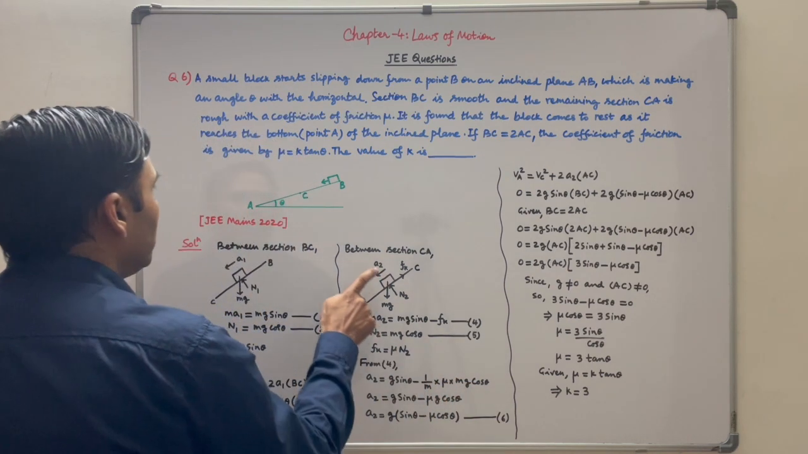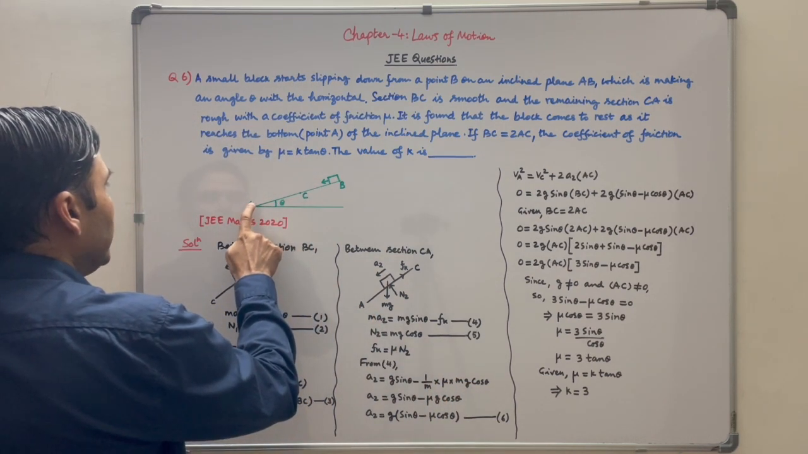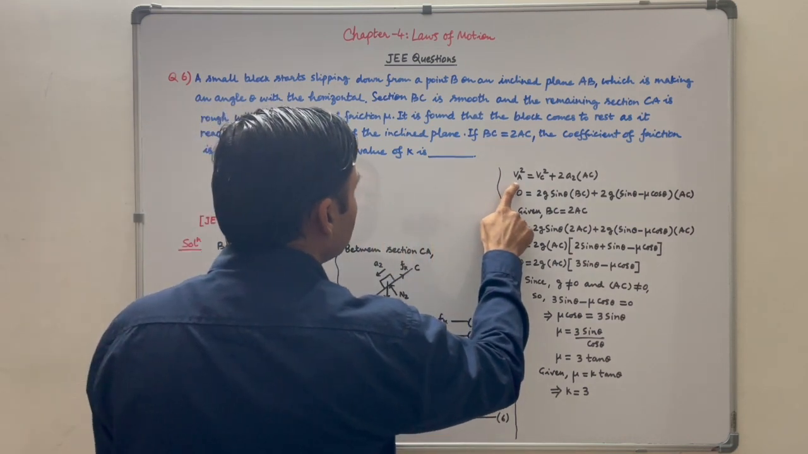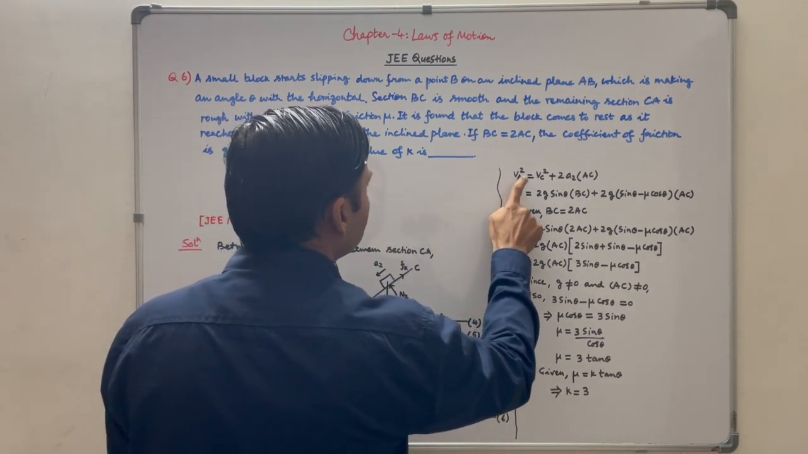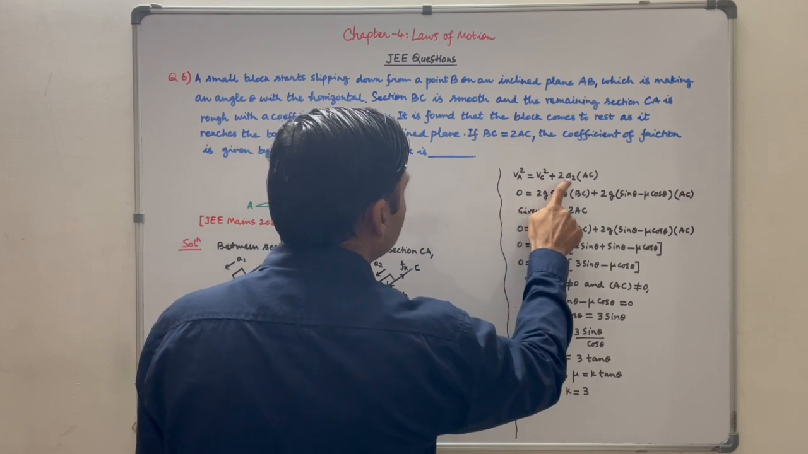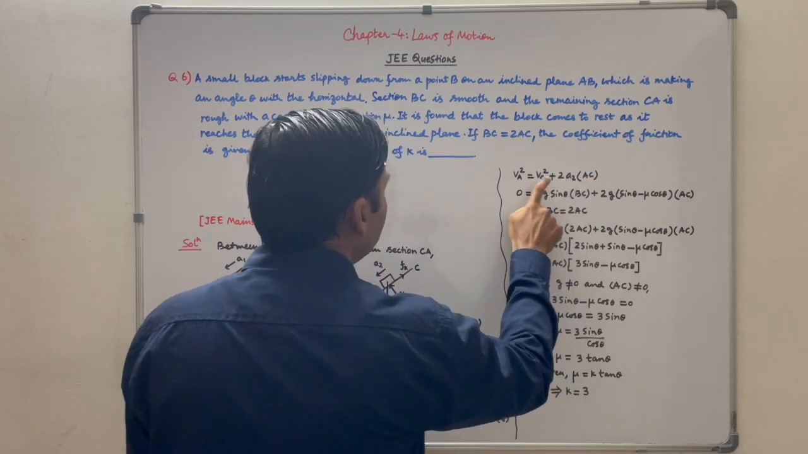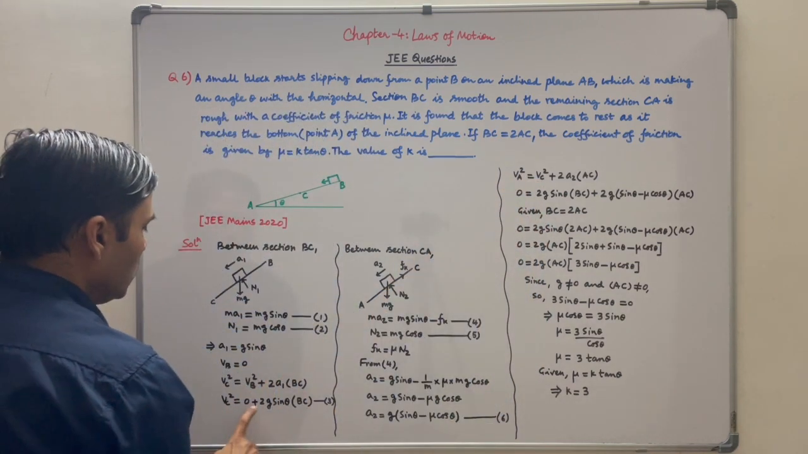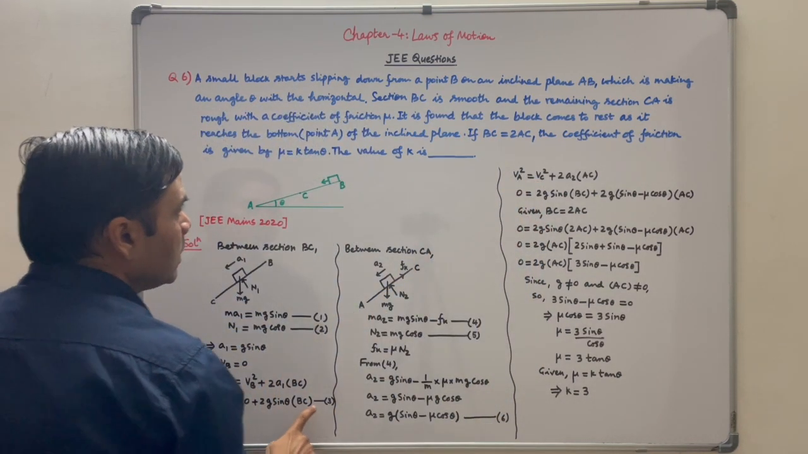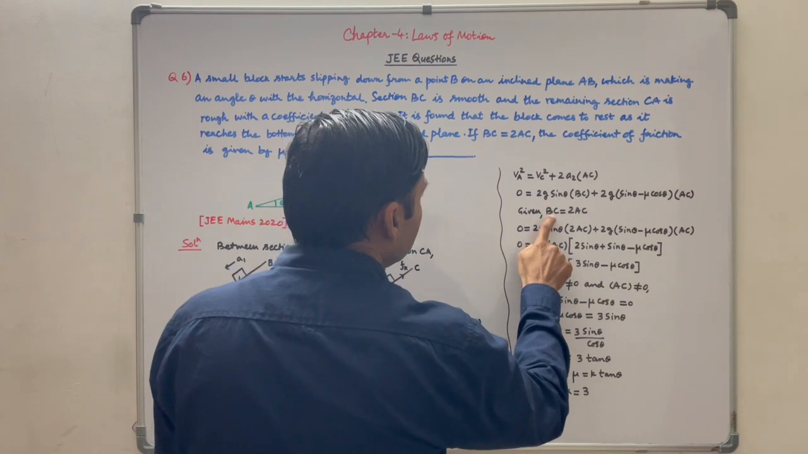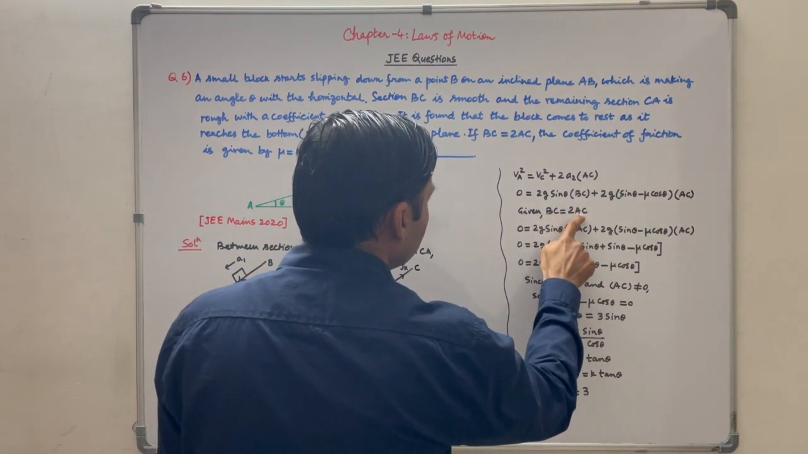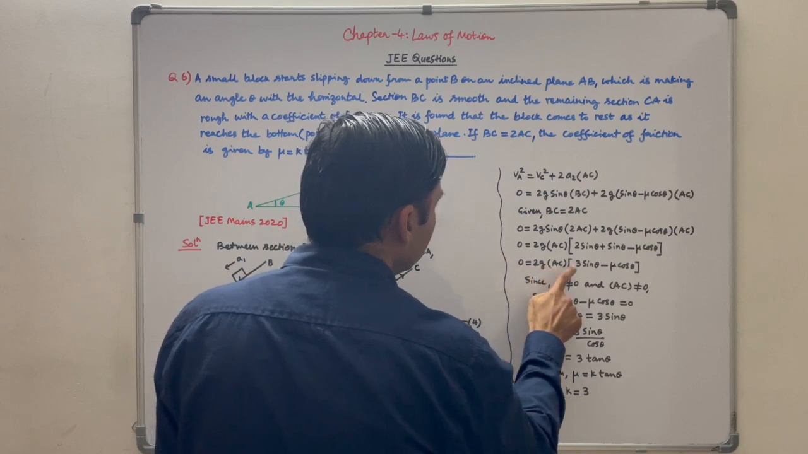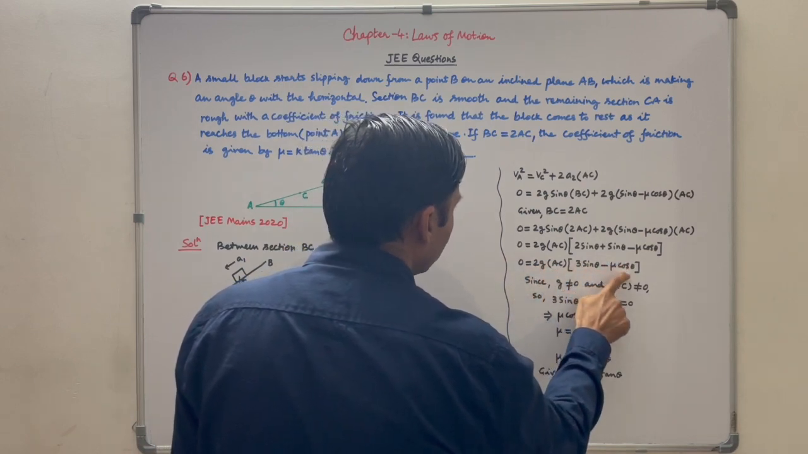Next, we will calculate the velocity of the block at point A, which is given as 0. Applying the third equation of motion in a straight line, VA square is equal to VC square plus 2 into a2 into AC. VA is equal to 0, that is given. VC square is equal to 2g sin theta into BC. It is given that BC is equal to 2AC. So putting these values, we get 0 is equal to 2g AC into 3 sin theta minus mu cos theta.